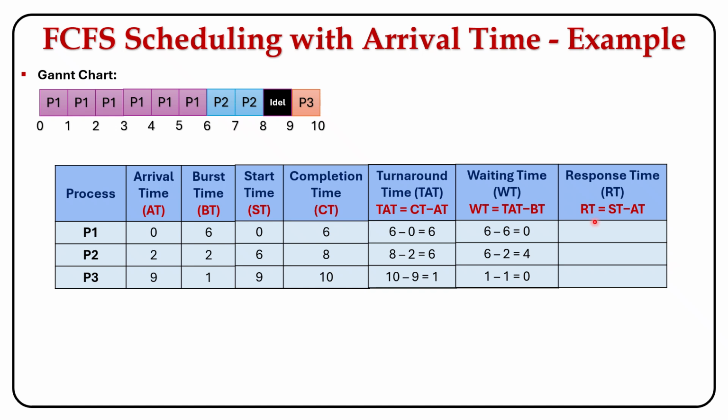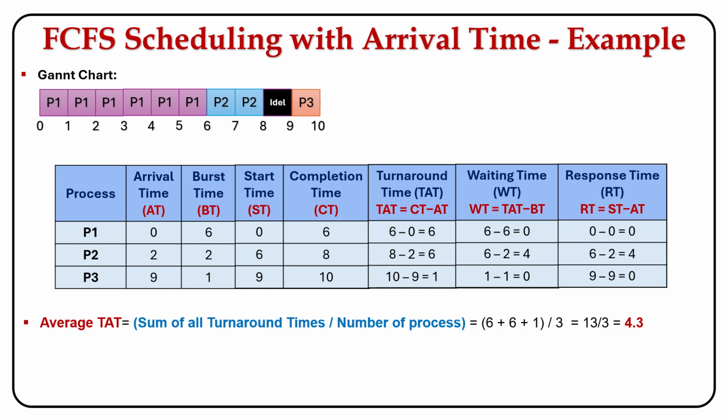Next, we can calculate the response time using the formula start time minus arrival time. For process P1, the start time is 0 and the arrival time is 0. So by substituting it in the formula, we get 0 minus 0 is equal to 0. For process P2, the start time is 6 and the arrival time is 2. So we get 6 minus 2 is equal to 4. For process P3, the start time is 9 and the arrival time is 9. So we get 9 minus 9 is equal to 0. The response time for process P1 is 0, for process P2 is 4 and for process P3 is 0.